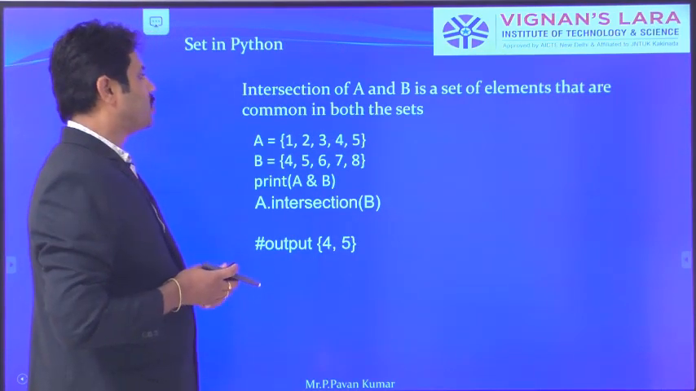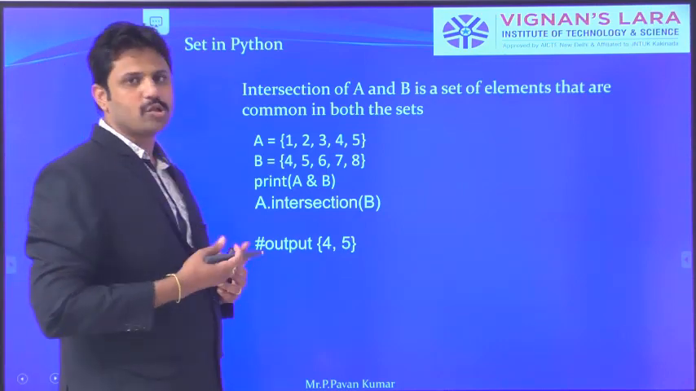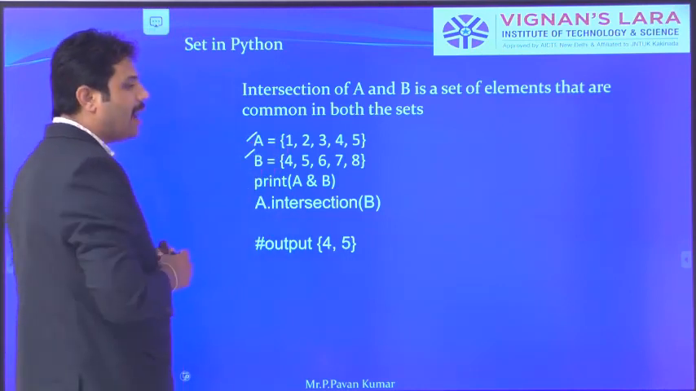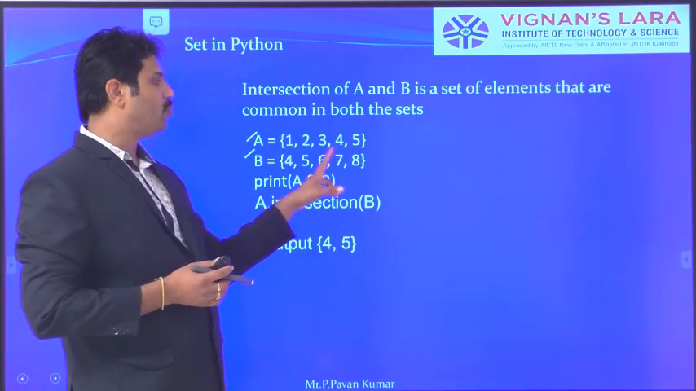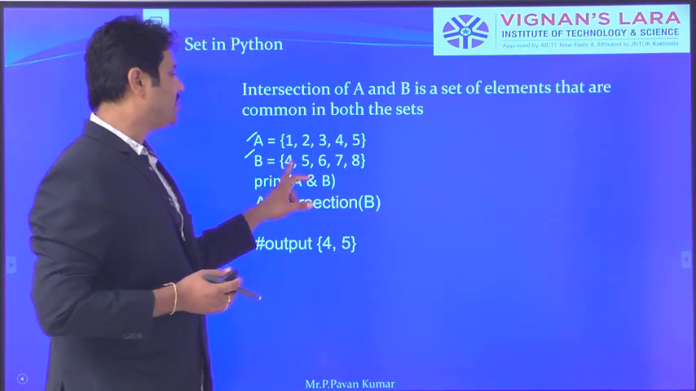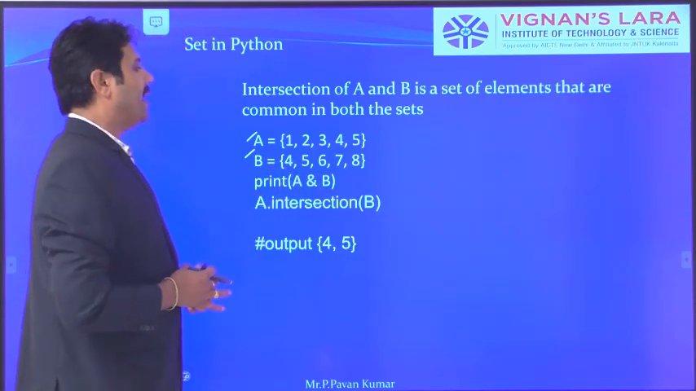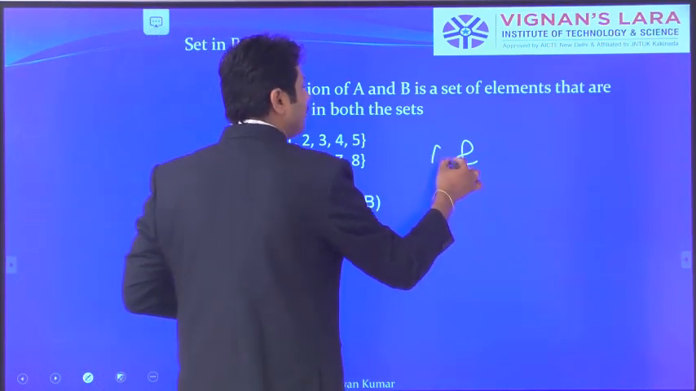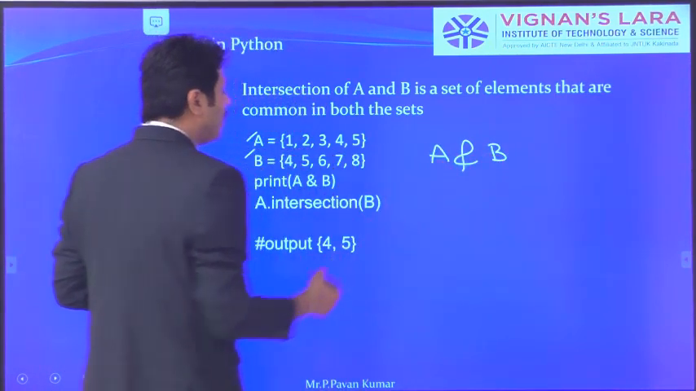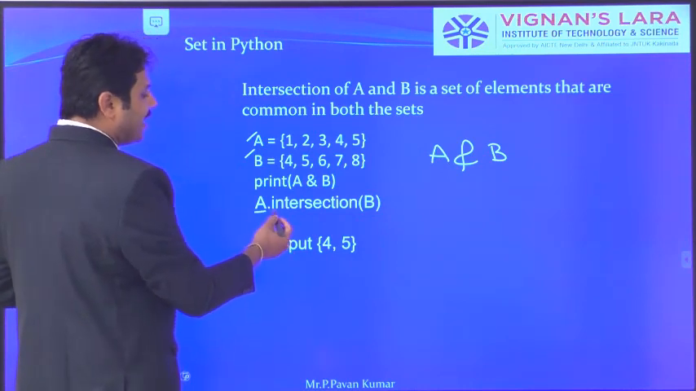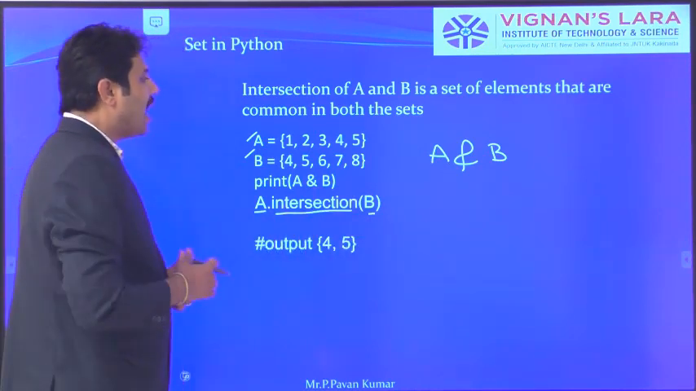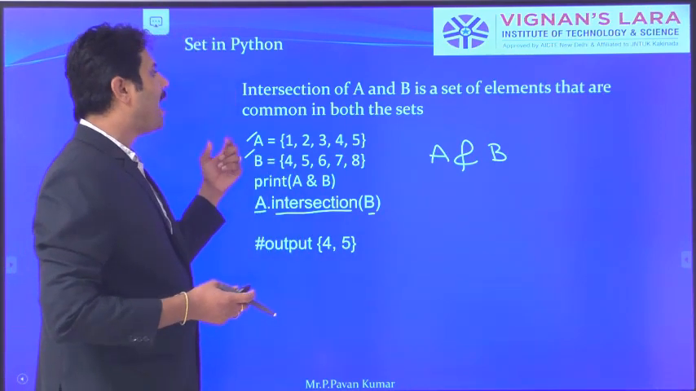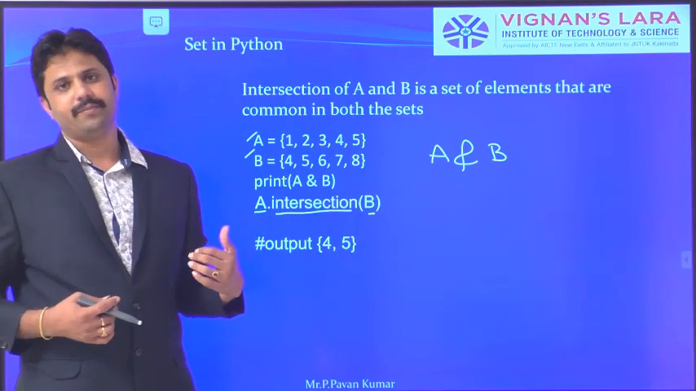Next one, intersection. Intersection is also performed between two sets A and B. I am taking a set A which is 1, 2, 3, 4, 5 and set B which is 4, 5, 6, 7, 8. Here the AND operator, the ampersand, is the symbol used for intersection, A intersection B. And there is also another way, A dot intersection of B. What does intersection do? The elements which are common in A and B are filtered.